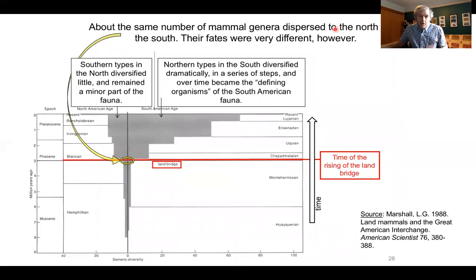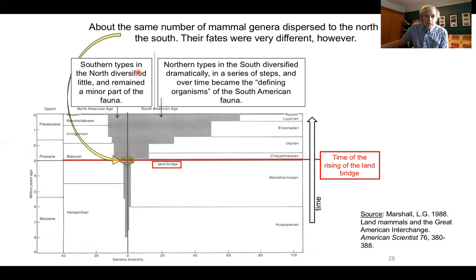However, I'm going to talk about this complicated figure in a second. About the same number of mammal genera, a genus being a group of species, dispersed to the north as to the south, but when they got there, their fates were very different. Here on this axis we have genetic diversity. This is North America, this is South America. This is the time of the land bridge rising. So we're going through time here.